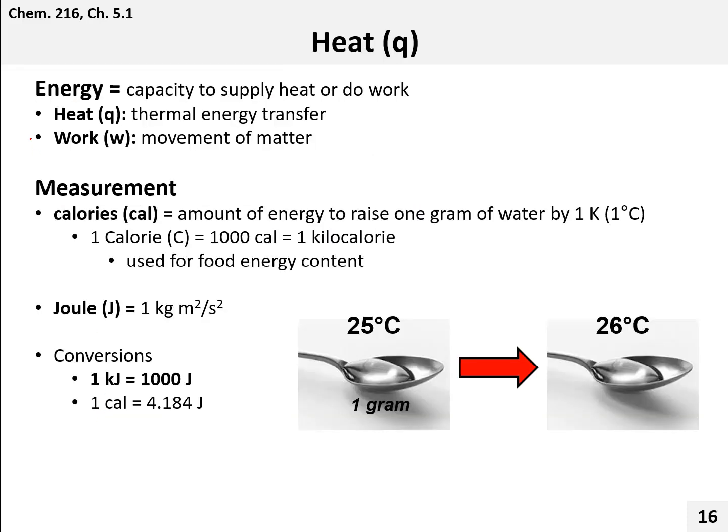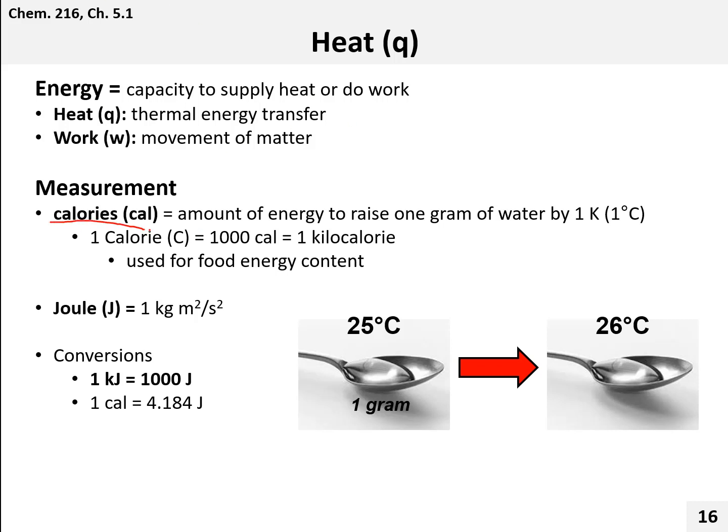Okay, so we have energy as the capacity to supply heat or do work. And we said heat is thermal energy transfer and work is movement of matter. How do we measure it? Well, in food science, we use calories, where a calorie, cal, is the amount of energy to raise 1 gram of water by 1 Kelvin, or 1 degree C.